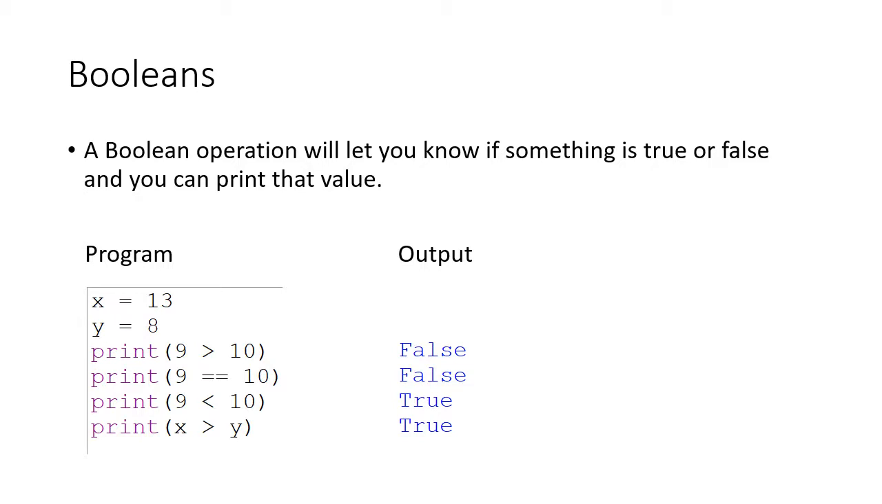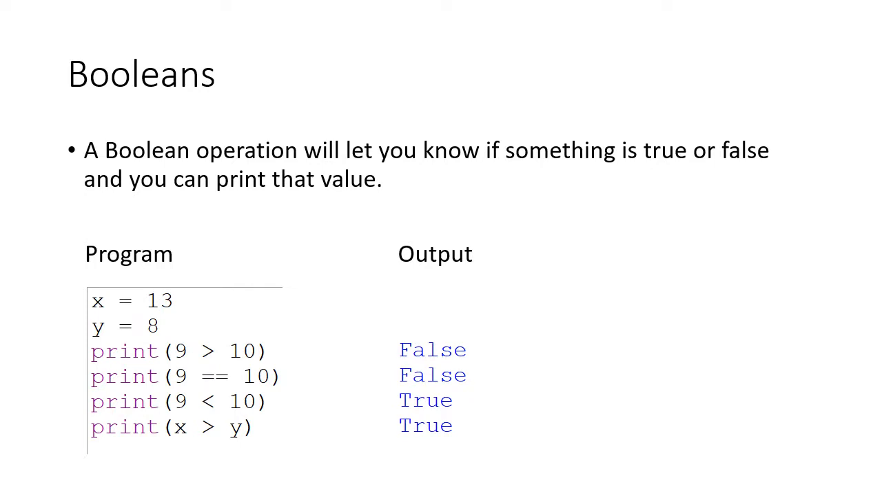Okay, a Boolean operation will let you know if something is true or false. It's just like comparing two numbers. For example, if we compare 9 and 10, if we print, I'll tell you if the output will be true or false. So if we print 9 is greater than 10, the output will be false.